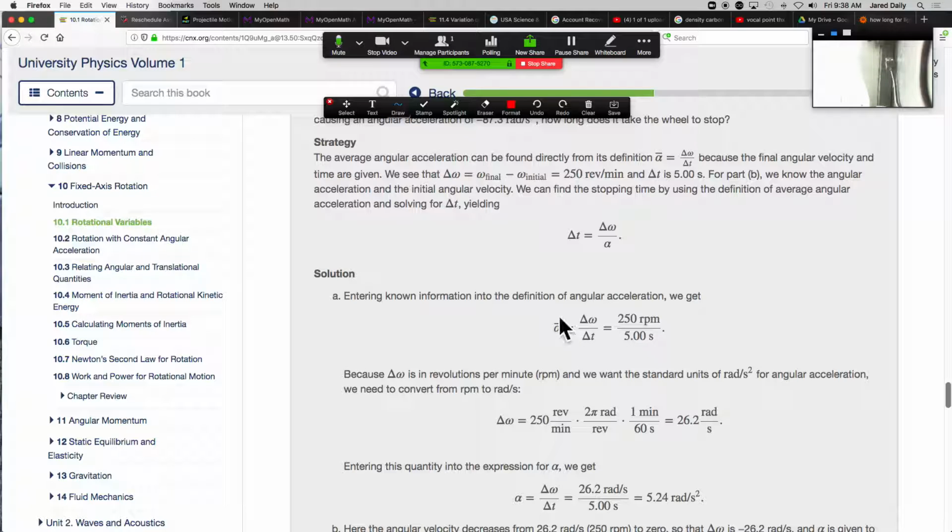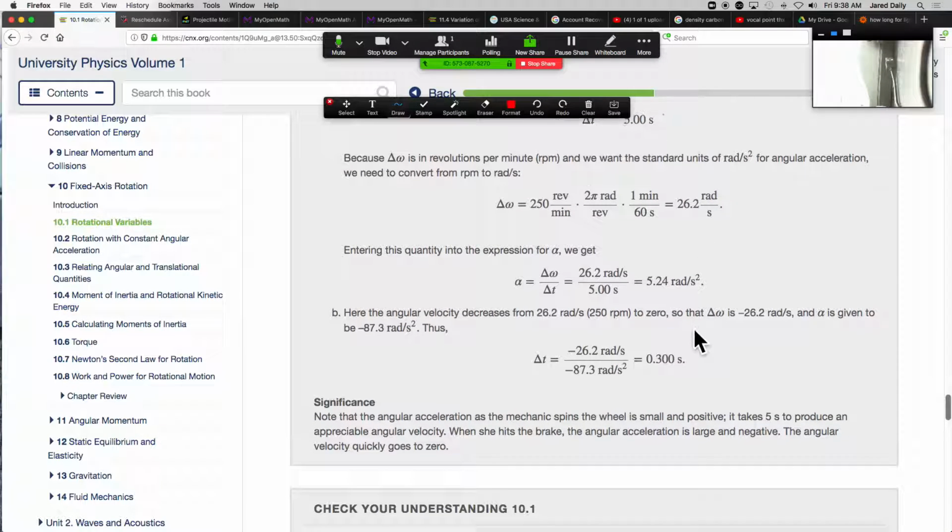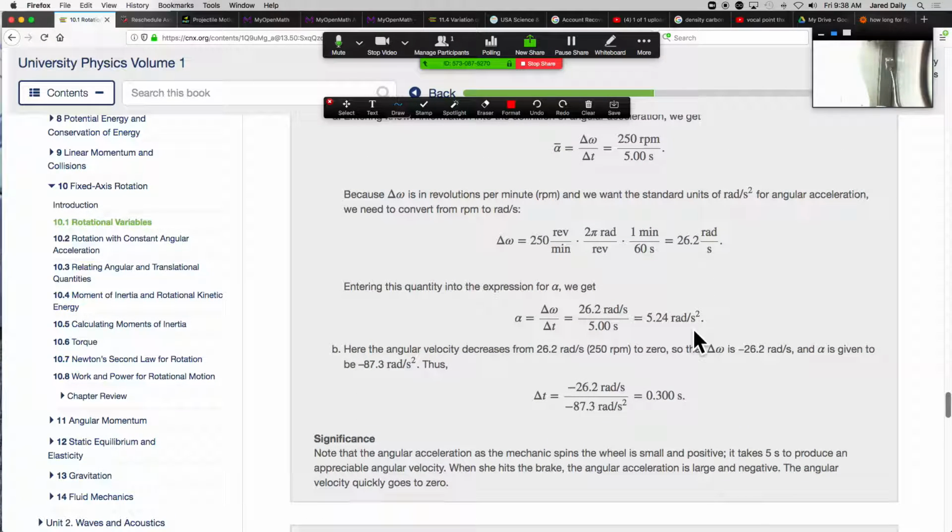And then we know, of course, that alpha equals delta omega over delta t, so we have 250 RPM over 5 seconds. If you do that first, you get 250 divided by 5 is 50. But if you convert first, you end up with 26.2 for your delta omega, and then you have to divide by 5 seconds later. Either way, whether you convert before or after, you end up with an angular acceleration of 5.24 radians per second squared.